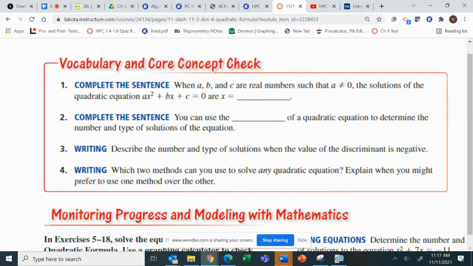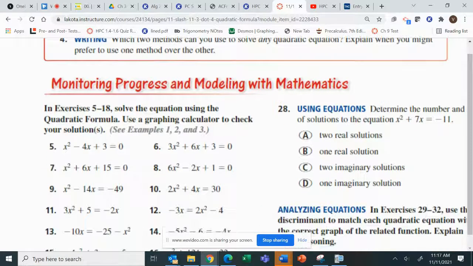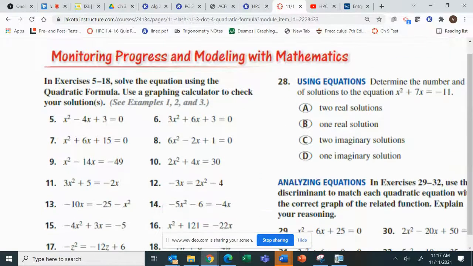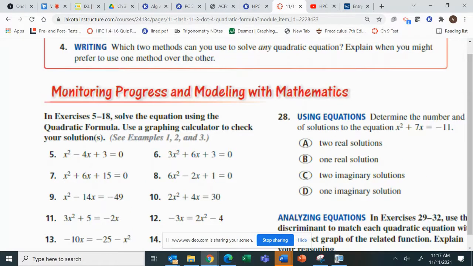I asked you to do 1 through 3, and like look at number 3. It says describe the number and type of solutions when the value of the discriminant is negative. I didn't teach you that yet, so don't answer that question yet. Go answer the ones that you know how to do. So maybe skip the vocabulary for now, and then the next thing is like 5 through 11 or something, and it says solve using the quadratic formula. So there you go. You can solve these using the quadratic formula because we already learned that part.